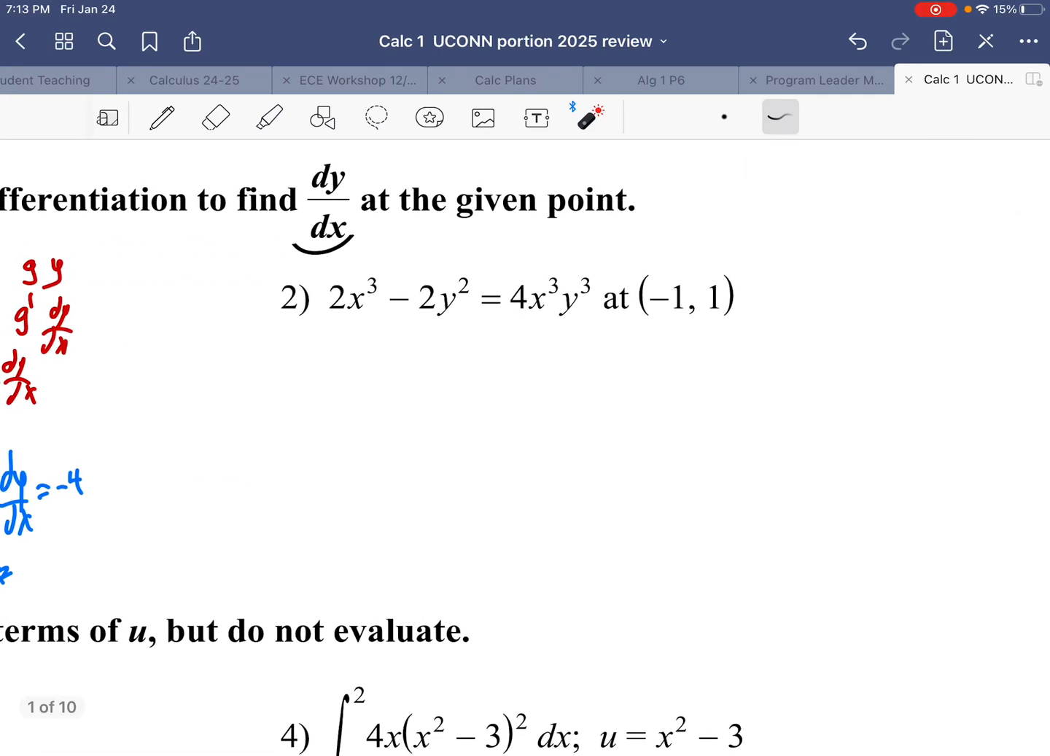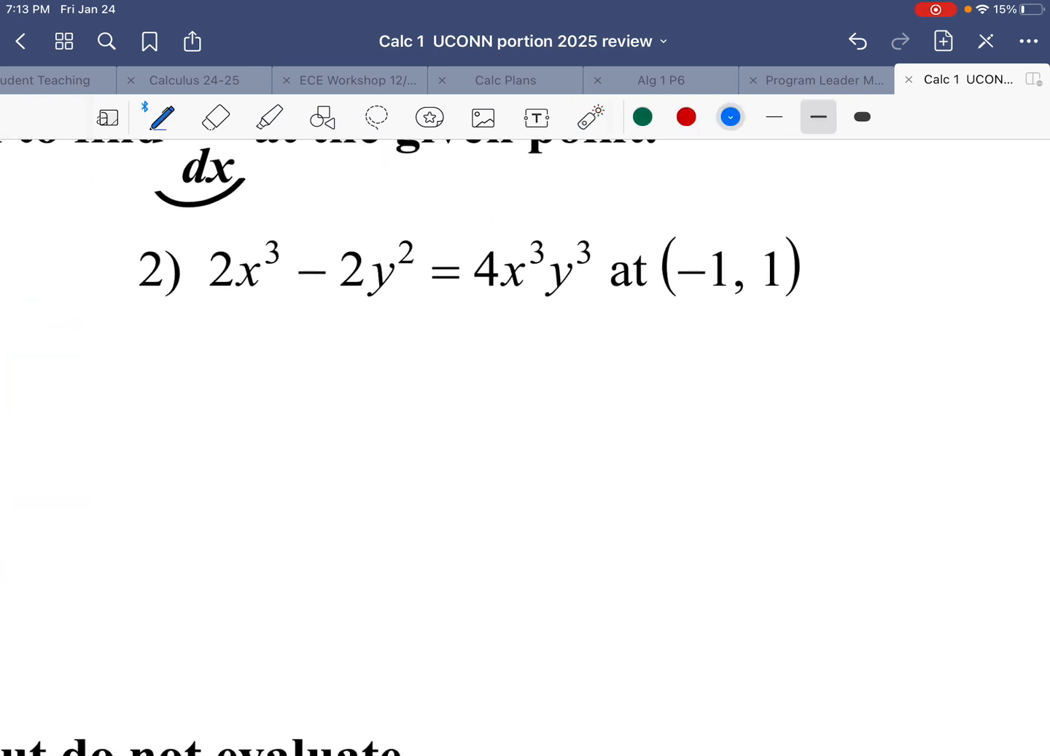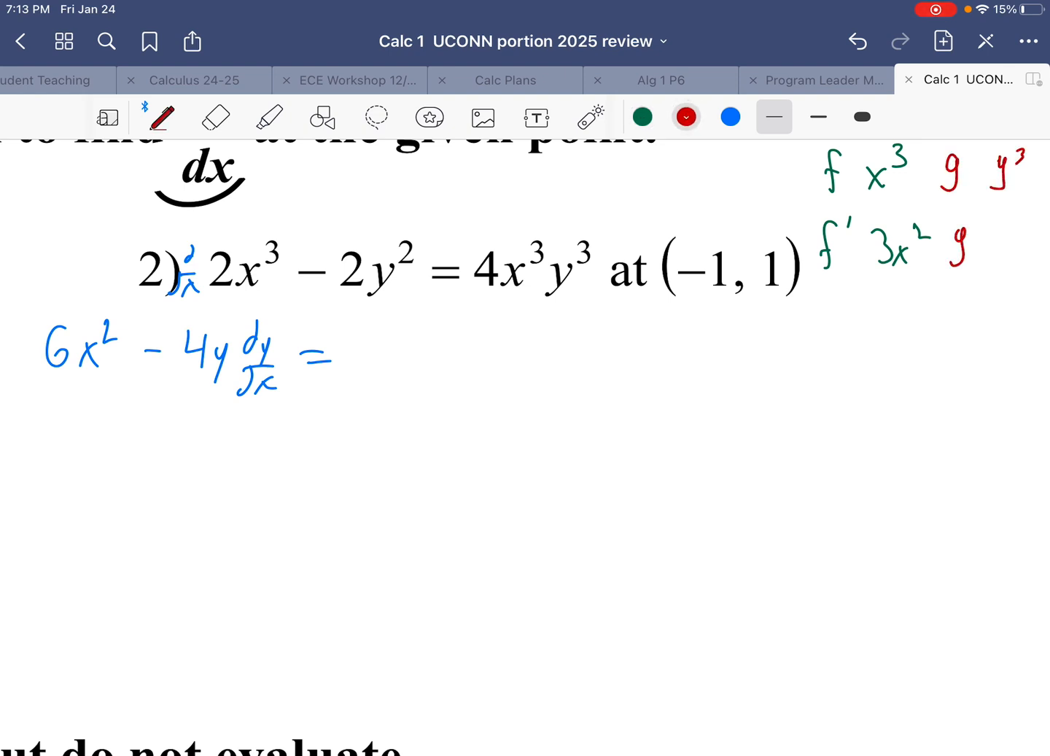I'm going to do the same thing with number 2. This looks like, if I do d/dx on both sides, 6x squared minus 4y dy/dx is equal to, now in this example, what I would call f would be the x cubed. F prime is going to be 3x squared. G is going to be y cubed. And then g prime is going to be 3y squared dy/dx. So this is like 4 times, and again, we're going to do the product rule.